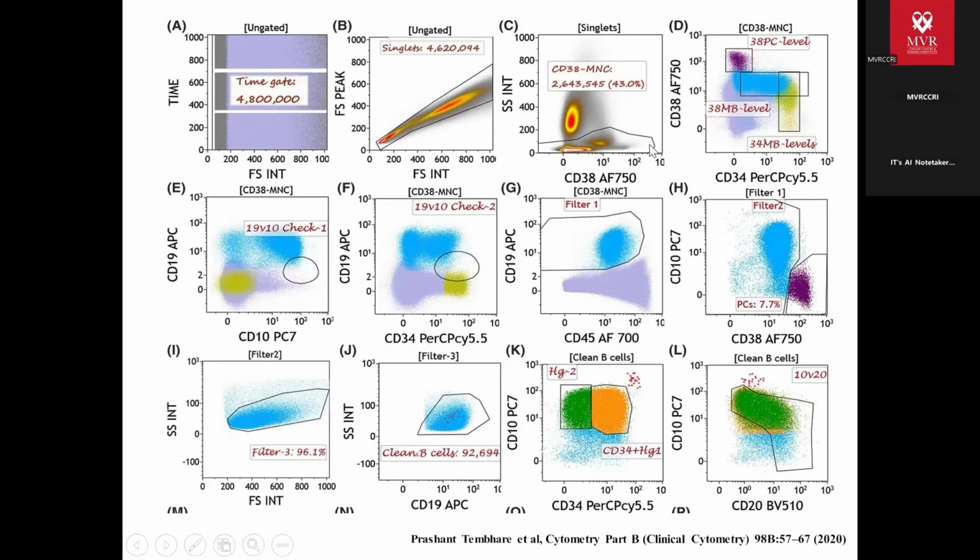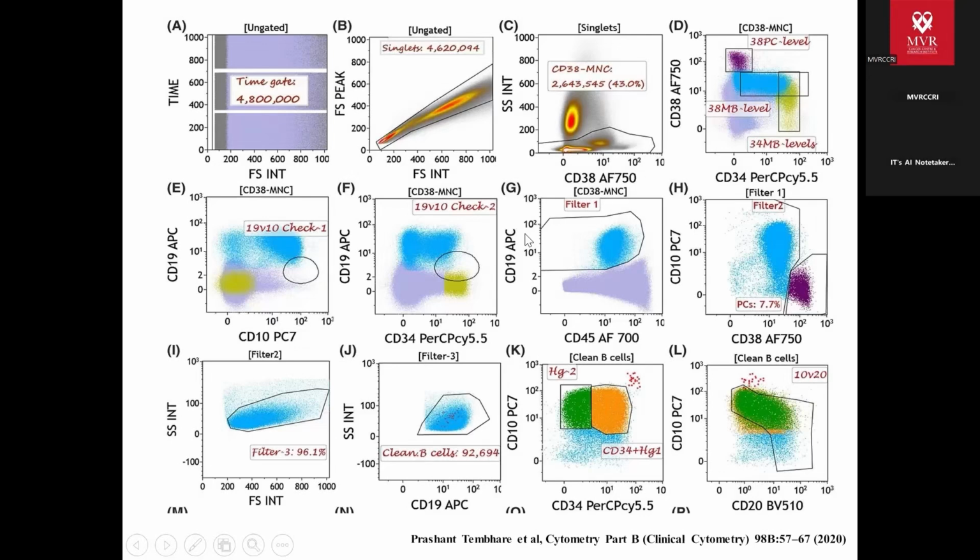CD38 positive are the mononuclear cells. So mononuclear cells I've taken out by CD38 side scatter. All those with the very high side scatter are my myeloid cells. I've excluded them. I've taken out CD38 positive cells. Okay, from this, the top gate is what is being analyzed. So CD38 MNC means I've just taken out these CD38 positive cells, and these are the cells which are coming inside this gate of CD38 positivity. And then I'm analyzing this.